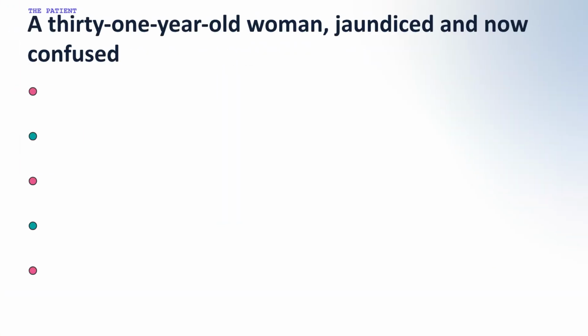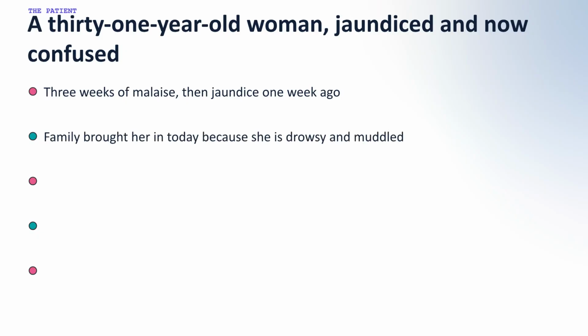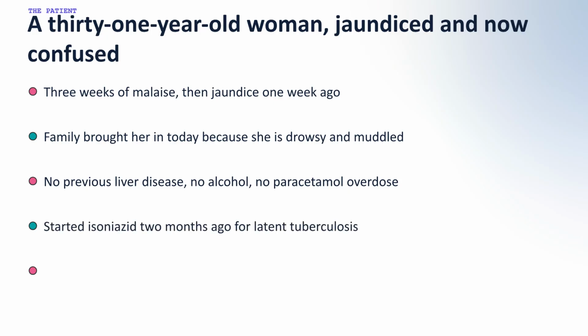Here's our patient, a 31-year-old woman, 3 weeks of feeling generally unwell. Then jaundice about a week ago. Her family brought her in today because she has become drowsy and muddled. She has no previous liver disease. She does not drink. And there has been no paracetamol overdose. The one thing in her history, isoniazid, started 2 months ago for latent tuberculosis. Hold on to that. We will come back to it.